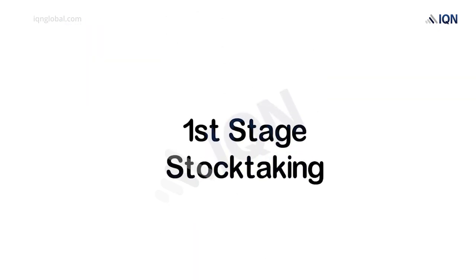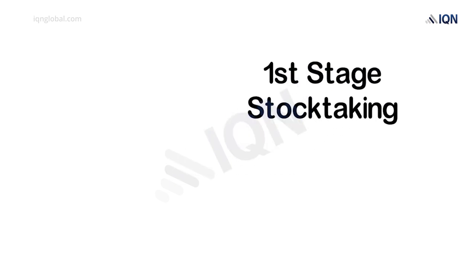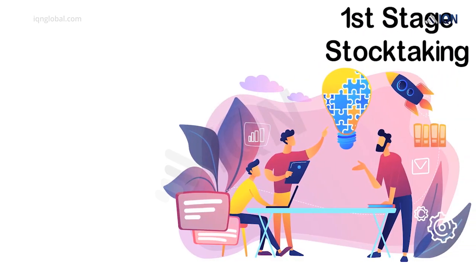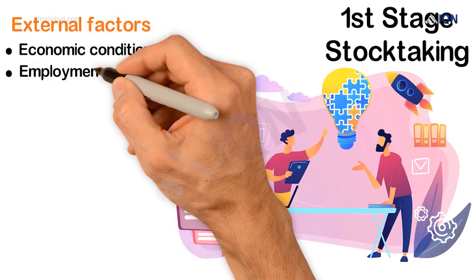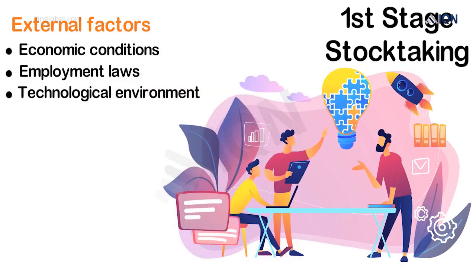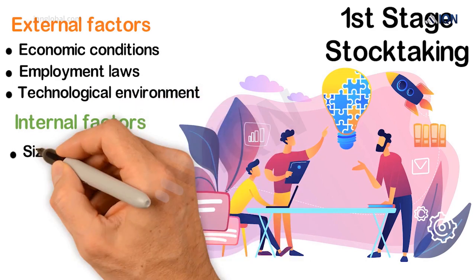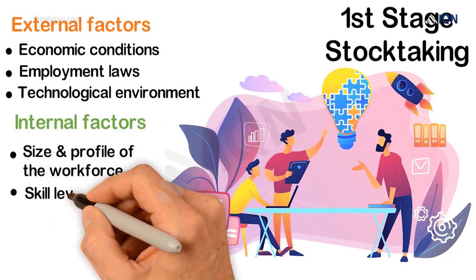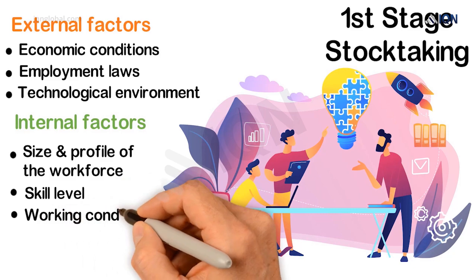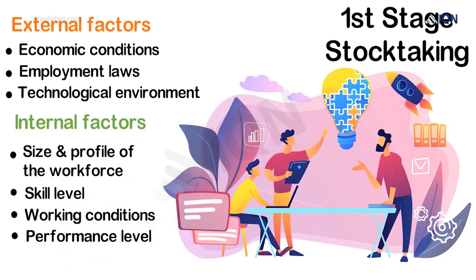Stocktaking is the first stage in the cycle. In this stage, the organization looks into both external and internal factors that impact its operations. External factors include many elements, such as economic conditions, employment laws, and technological environment. External forces cannot be controlled by the organization, but organizations may control their internal factors. Internal factors include many components, such as size and profile of the workforce, skill level of the organization, working conditions, and performance level.